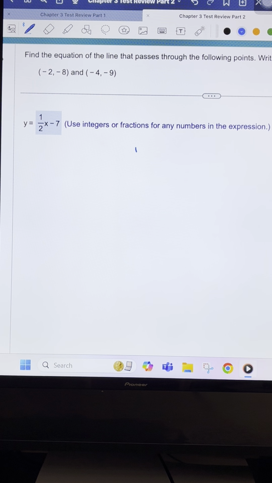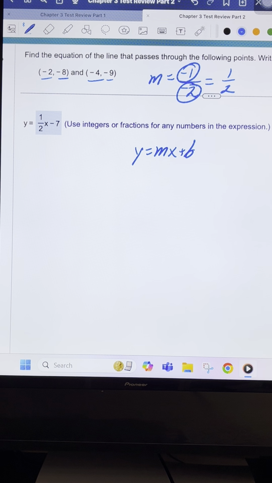Same thing, right? Find the equation of a line that passes through the following points. Write the equation in slope-intercept form. So y equals mx plus b. My m is going to be negative 9 minus negative 8, which is negative 1.